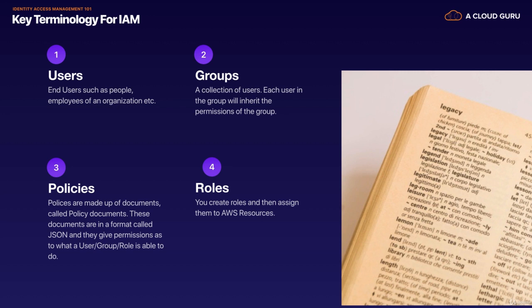Policies are made up of documents, policy documents, and these documents are formatted in JSON, JavaScript Object Notation, and I'll show you what that looks like later on. It basically gives you permissions as to what a user, group, or role is able to do. So policies are your permissions. And then roles: you create a role and you assign it to an AWS resource. A role is a way of allowing one part of AWS to do something with another part. So you might give a virtual machine inside AWS the ability to write files to S3, which is a type of storage within AWS. We're going to have a look at that in the EC2 section of the course, so that is coming up.